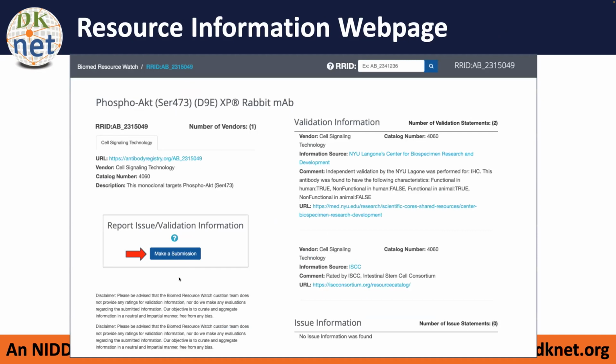Once we go to the Resource Watch page itself, you'll be provided the opportunity to make a submission. Underneath the resource information, there is a box where you can report an issue or validation information for a resource. And below that is our disclaimer about the curation team activities.